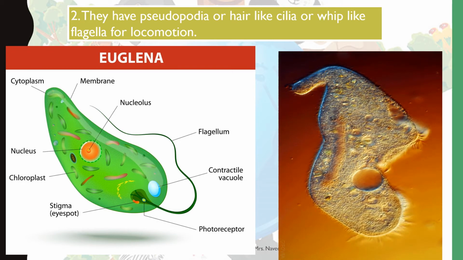Like in euglena, you can see that there is a whip-like, string-like thing which is coming out. That is what we call flagella, which helps them for locomotion. Whereas here in the next picture, you can see that there are small hair-like projections which help them to move, which are cilia. Okay.